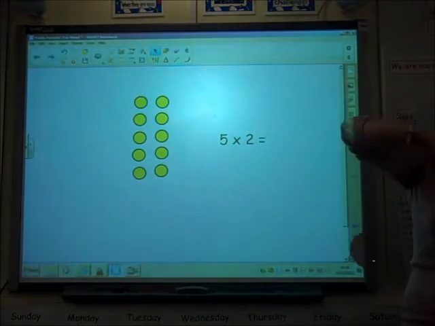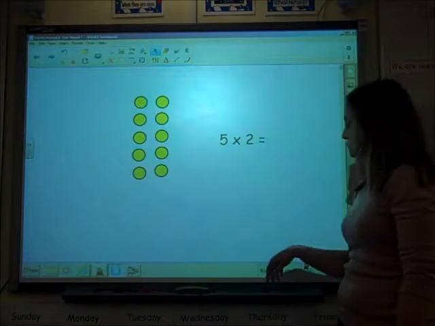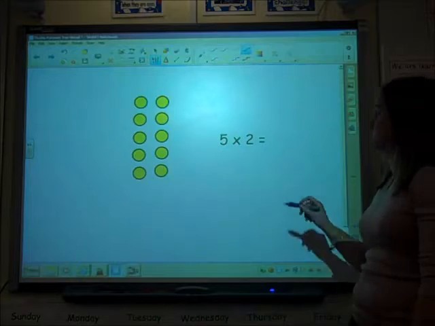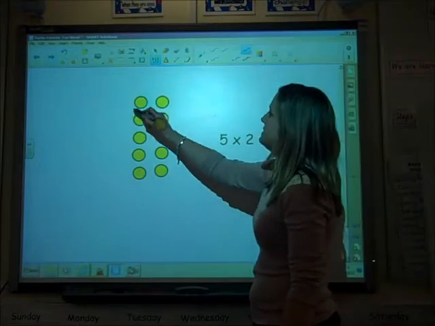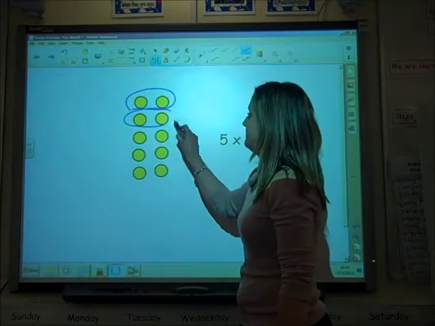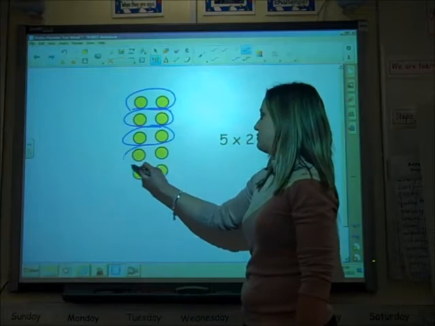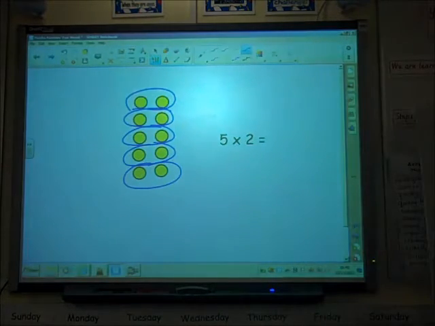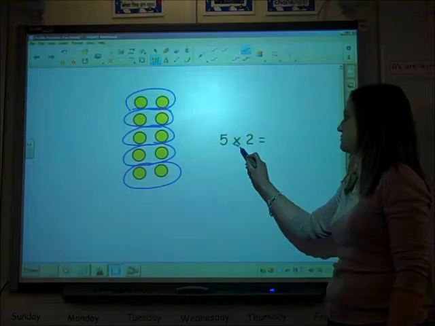And of course, arrays, we can turn it the other way. And of course, 5 multiplied by 2 is the same as 2 multiplied by 5. So we can show them I've got the 5s and I've got 5 groups of 2 as well. And children really, really like that. And we get the pegboards out and make lots and lots of arrays with those. So they really understand that this means groups of.